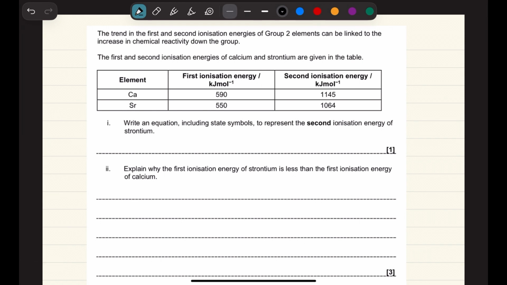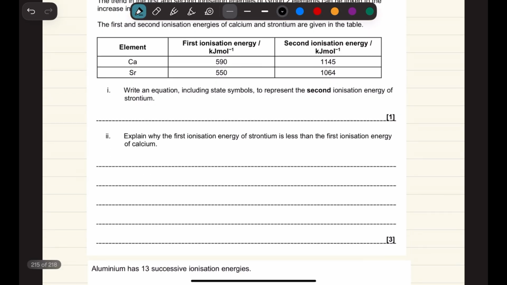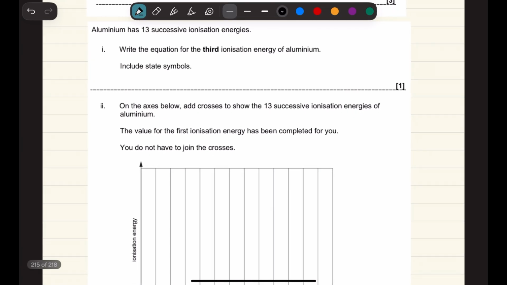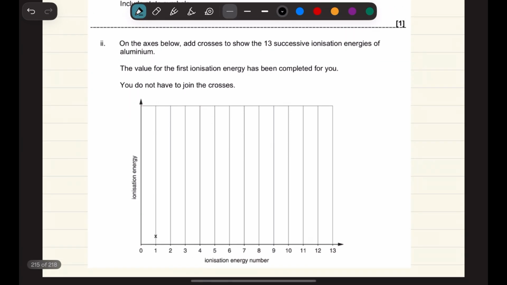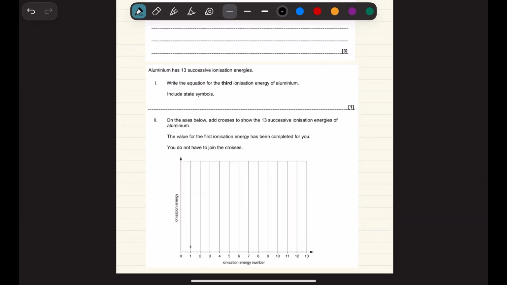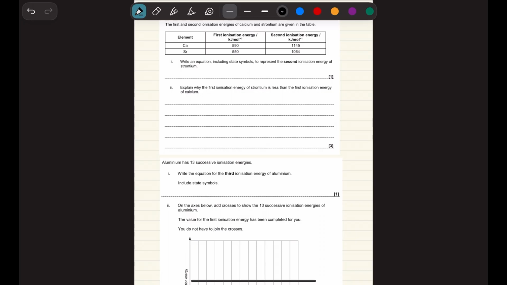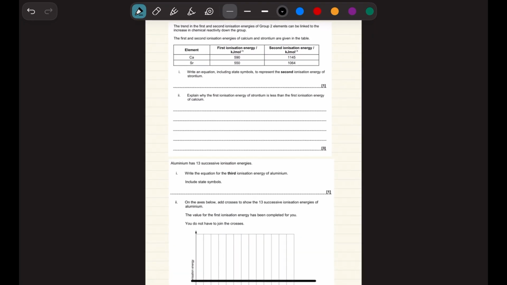But here we want an equation. We want to explain why the first ionization energy of strontium is less than calcium. Make sure you're using a periodic table. And then the second question that we've got here, we have an equation for the third ionization energy of aluminium, and then to draw this graph. So I hope you can see both questions. Again, make sure you can pause the video. I hope I've left enough time to see both. But yeah, have a go at those questions.